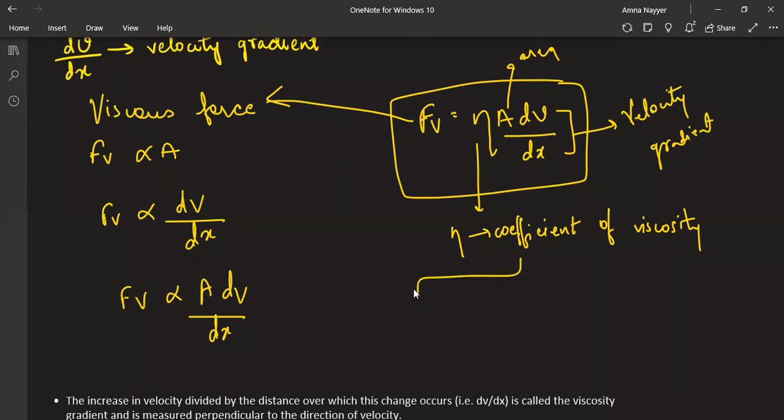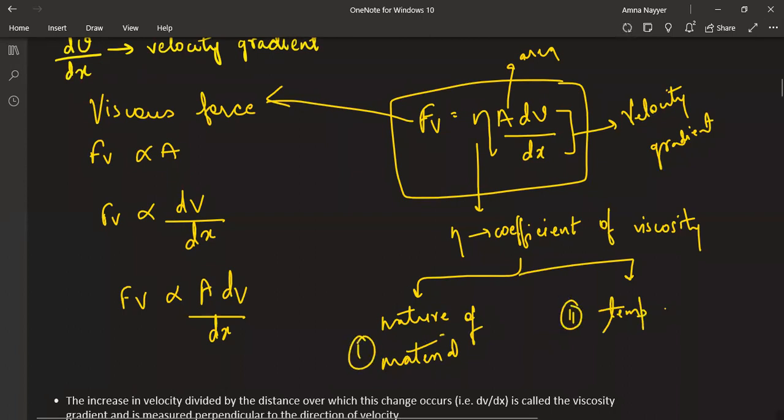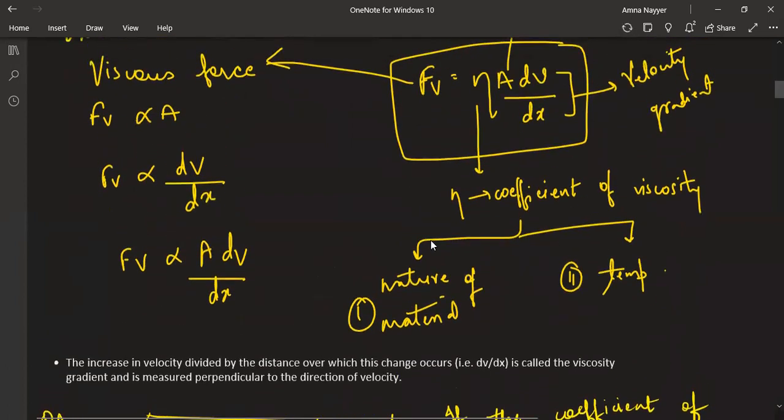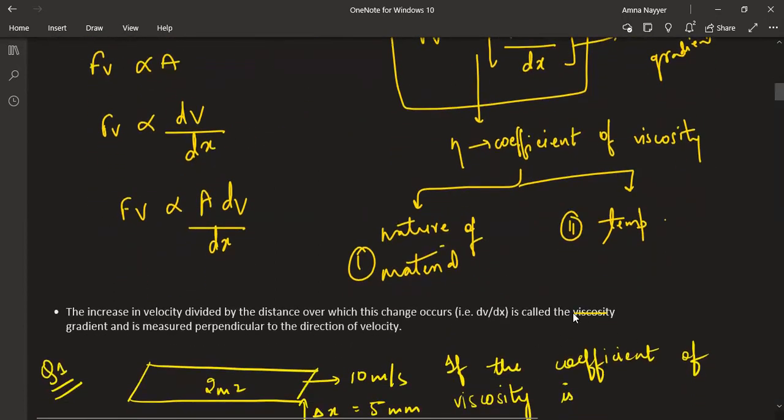Now this coefficient depends on two things only: the nature of the material, and also temperature. Just two factors. Here, the increase in velocity divided by distance, dv over dx, is not the viscosity gradient, it is the velocity gradient. All right, note it down.